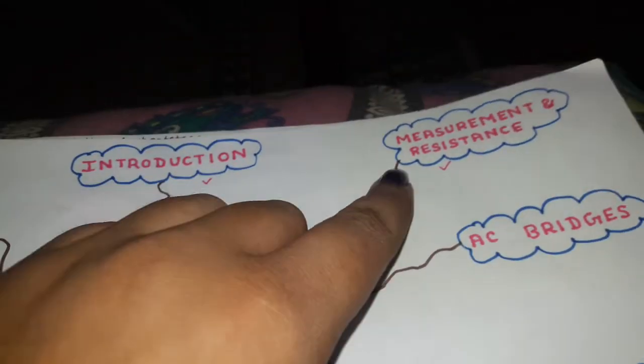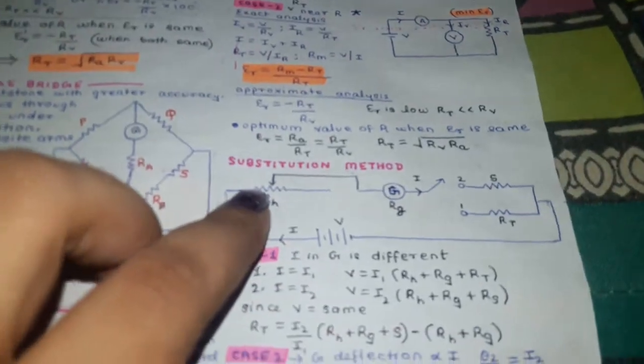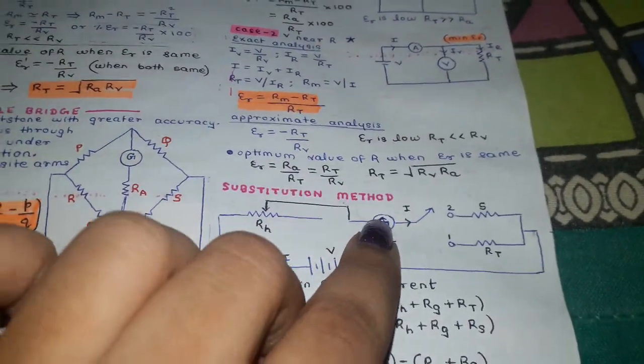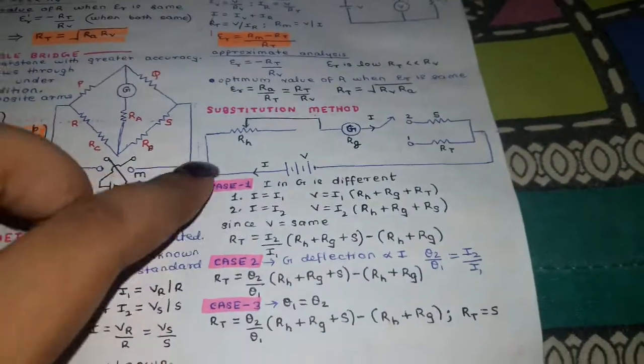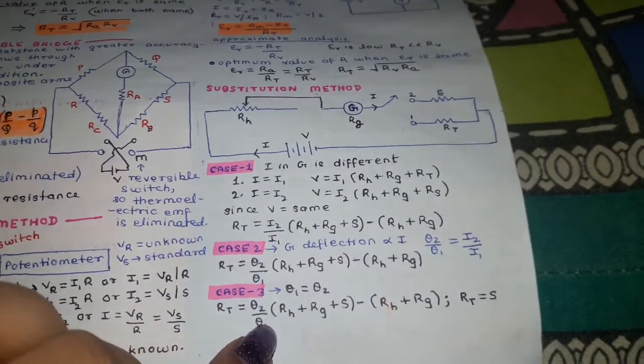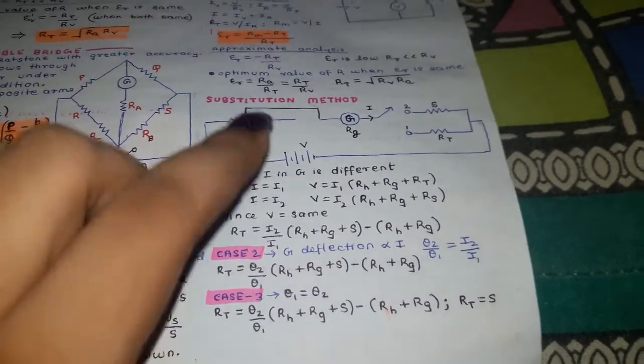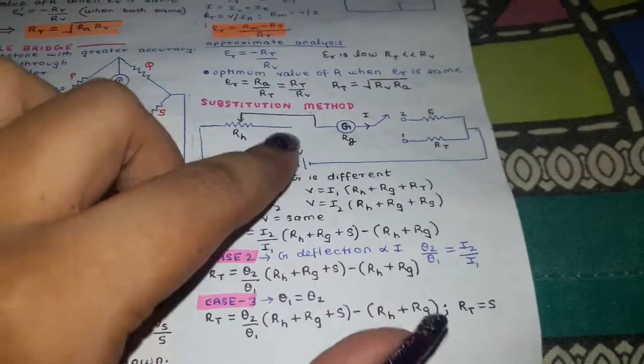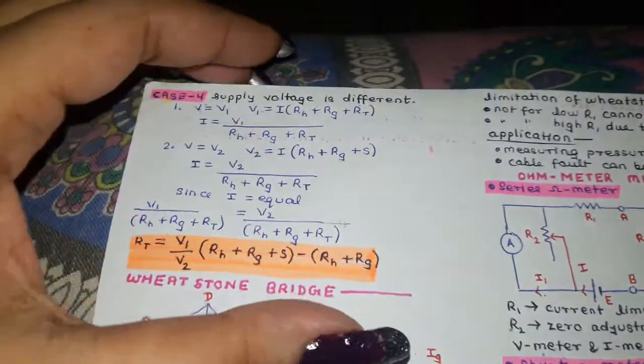Let's talk about part 3 of measurement of resistance. In part 2, we studied the substitution method used for measuring medium resistances, and we studied all three cases. Now we are moving on to the last case of the substitution method, and that is when your supply voltage varies. Suppose we have two voltage sources.